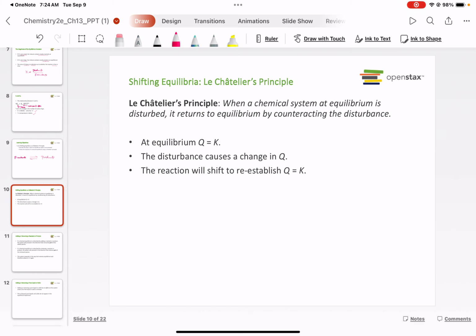When a chemical system or reaction is at equilibrium already, and we disturb it by adding reactants or product, or increase the temperature, it will shift to the direction that counteracts that addition or disturbance.